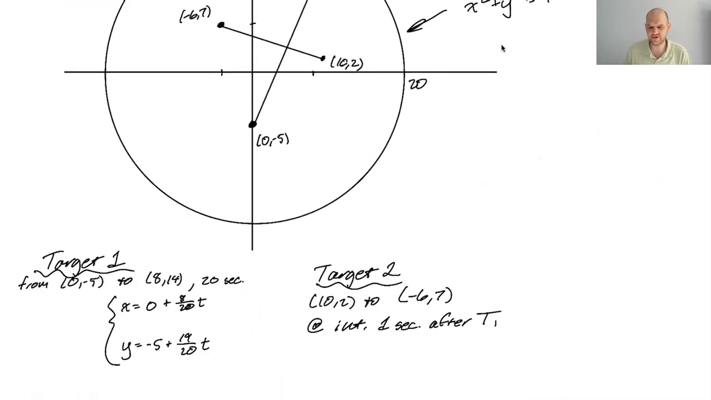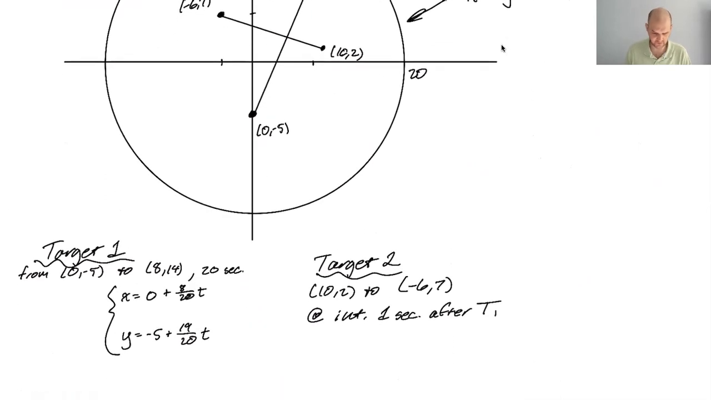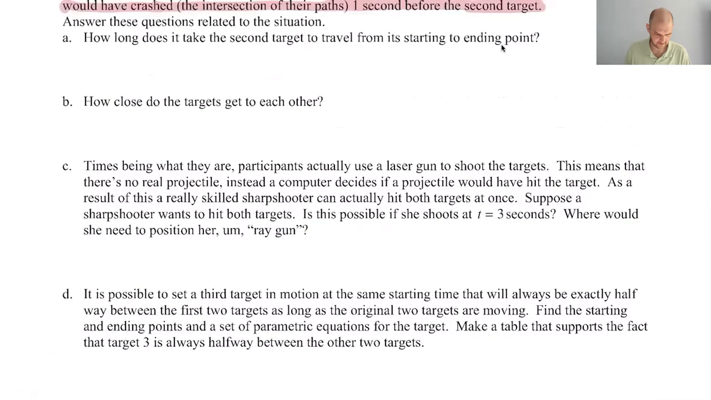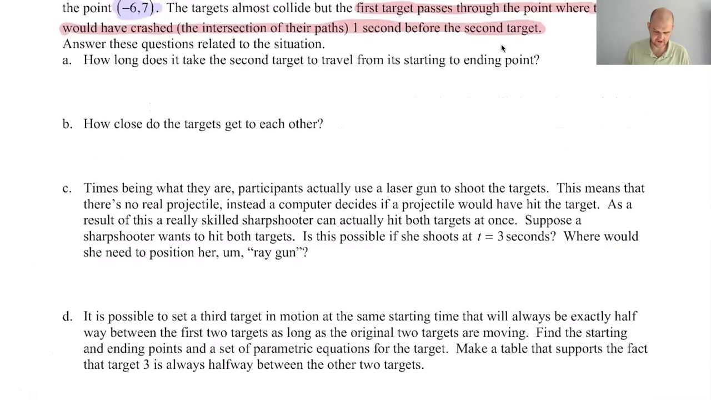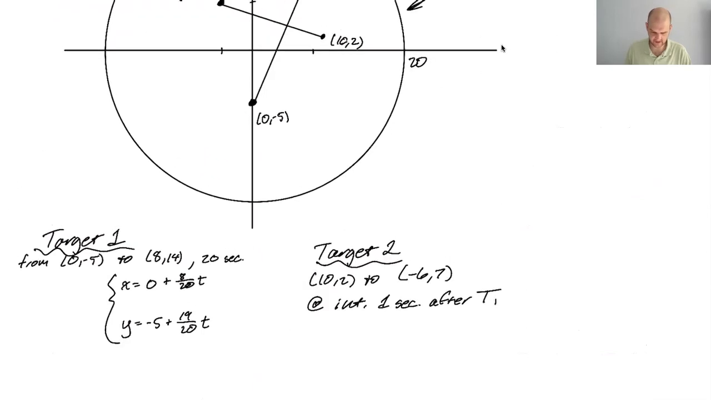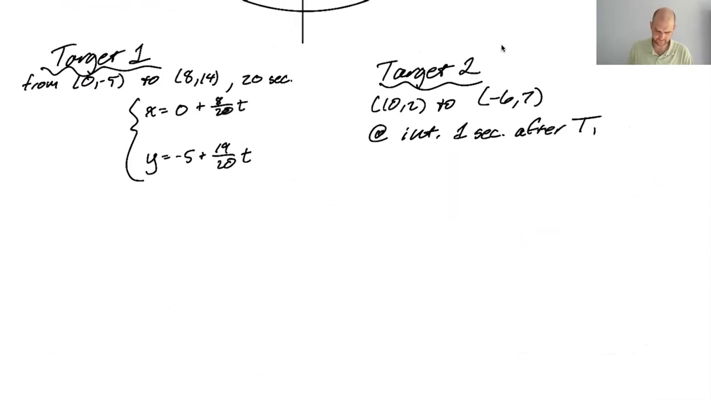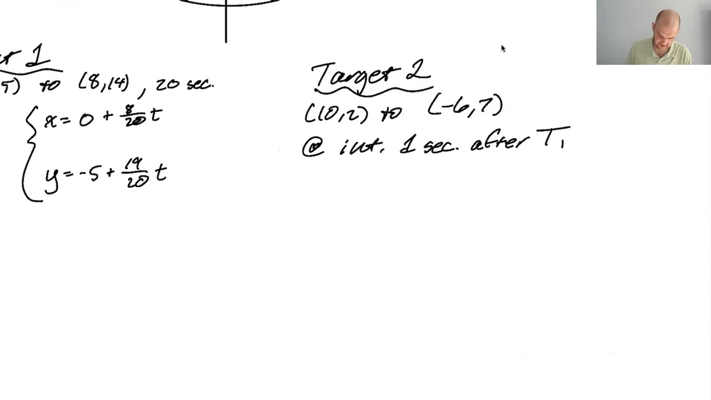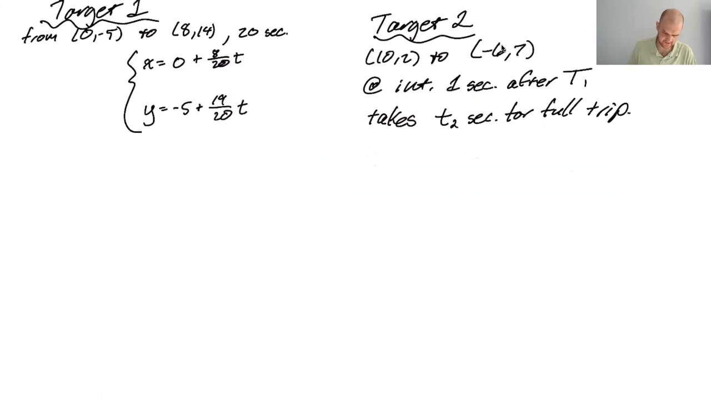All right, so what I'm going to do for the rest of this video is solve for how long target 2 takes, which I think is probably a question: how long does it take the second target to travel from its starting to ending point? Yes. All right, so we know how to solve that. So part A, I'm going to say that this takes T2 seconds for a full trip.